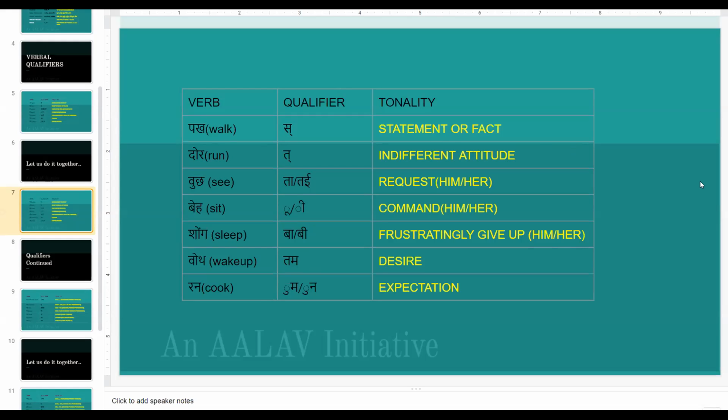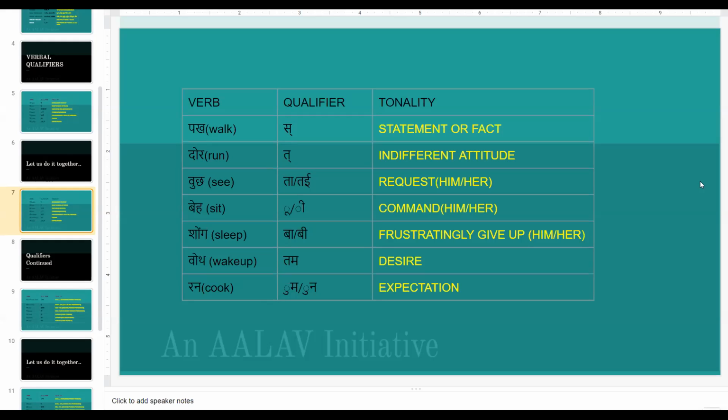So door is run. What will you add the qualifier to door? Dors, the statement. Very good. Then next one: dorta, you're indifferent. I don't care, you run or you don't run, it doesn't matter to me. Next one: dorta, you are requesting. Very good. Next one.